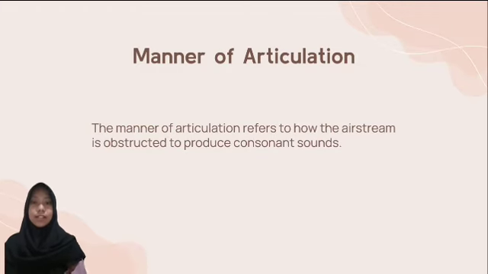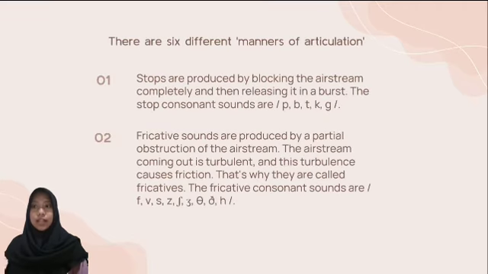The third characteristic is manner of articulation. The manner of articulation refers to how the airstream is obstructed to produce consonant sounds. There are 6 different manners of articulation. The first is stops. Stops are produced by blocking the airstream completely and then releasing it in a burst. The stop consonant sounds are p, b, t, k, g.